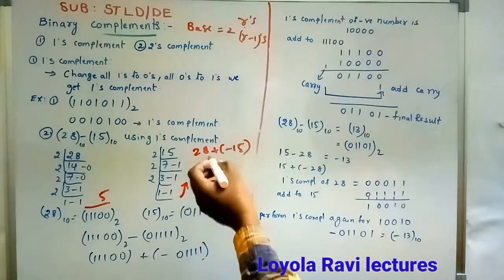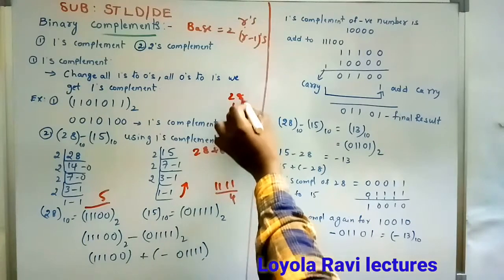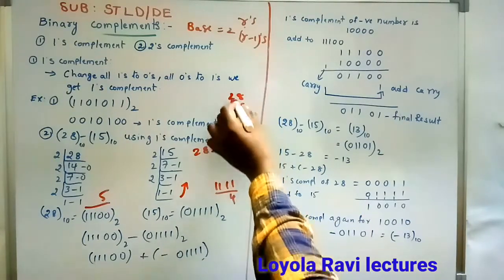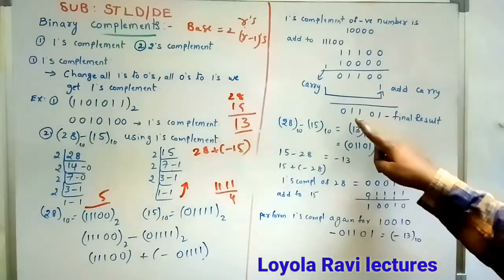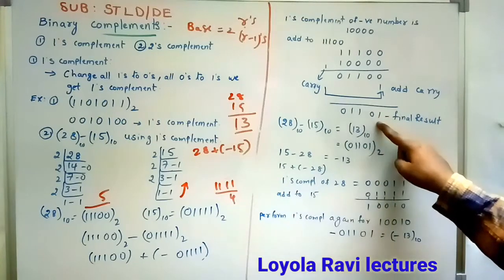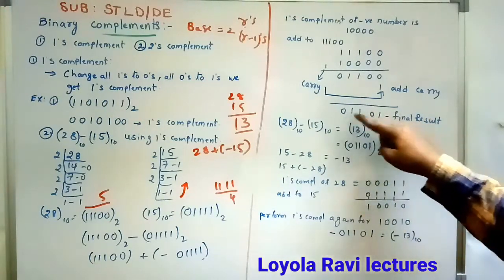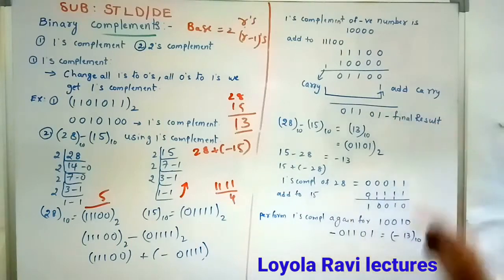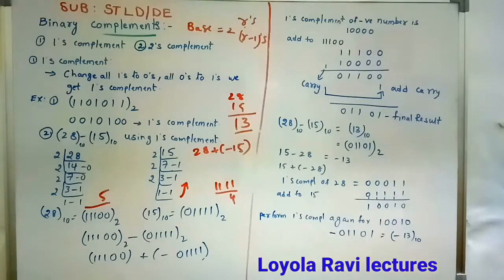Actually, what is the value? 28 minus 15. 8 minus 5, 3; 2 minus 1, 1; that gives 13. 13 we have to get, then that is the correct answer. 8 plus 4, 12; 12 plus 1, 13. I am going to write this one in decimal. 0, 1, 1, 0, 1 is nothing but 13. So our answer is also 13. So that is the correct number.